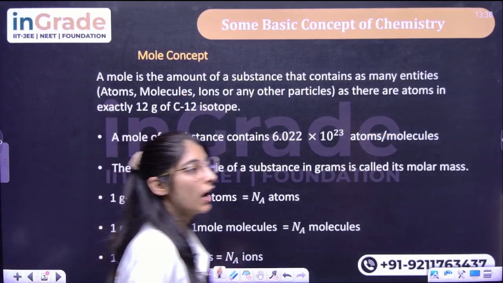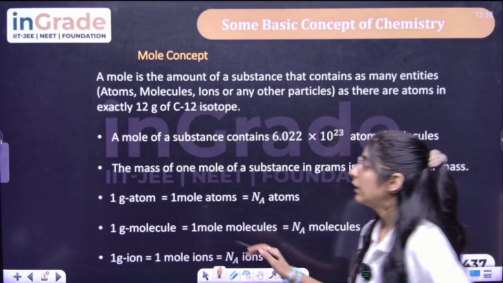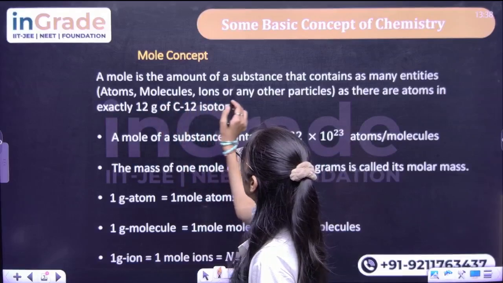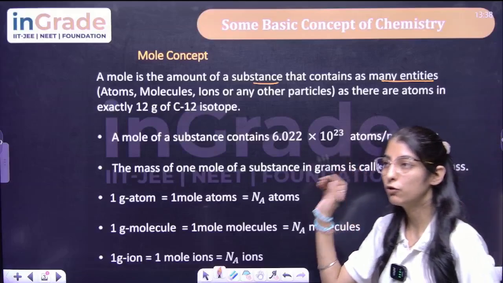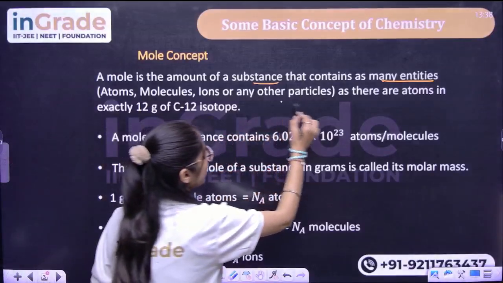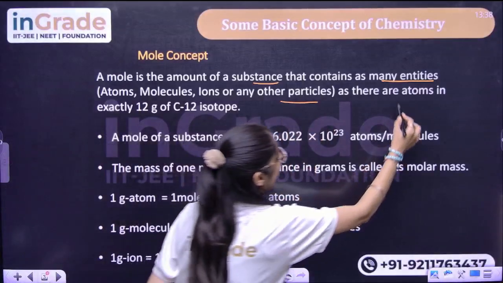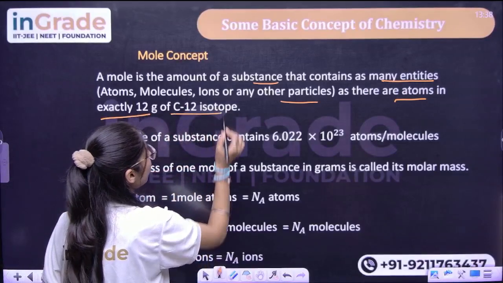So in our earlier class, I discussed with you what your mole concept is. Let's see it again. So basically a mole is the amount of a substance that contains as many entities, which means it can be atom, molecule, ion or any other particle, as there are atoms in exactly 12 gram of C12 isotope.